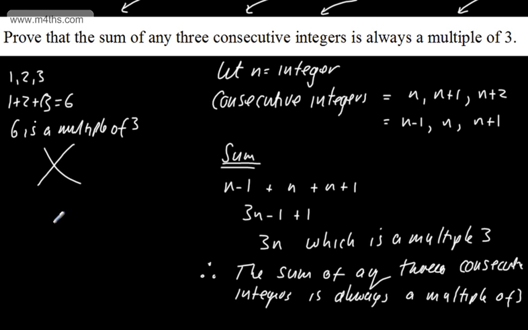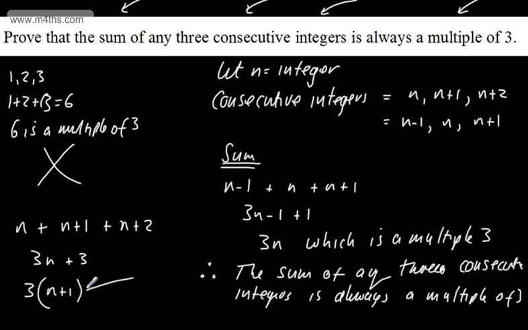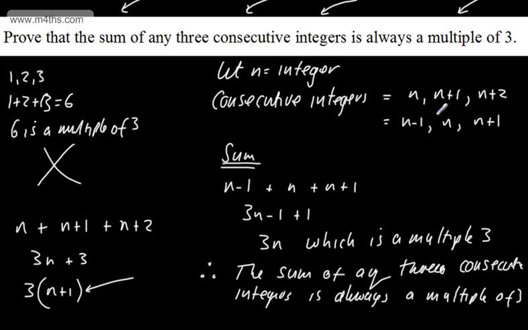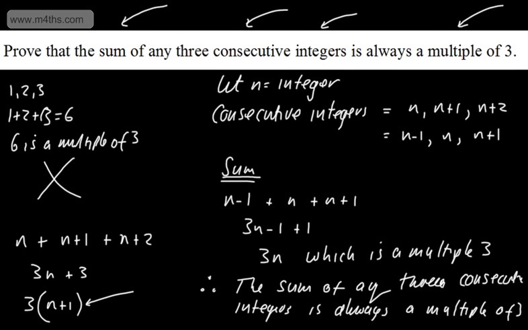Of course, if you went for the first ones, that's perfectly fine: n plus 1 plus n plus 2. That's going to give me 3n plus 3, which we could write, factoring, as 3 times n plus 1, which is also a multiple of 3. Just think about this: anything that we can factor a 3 out of is either a multiple or divisible by 3. So that gives us another approach.